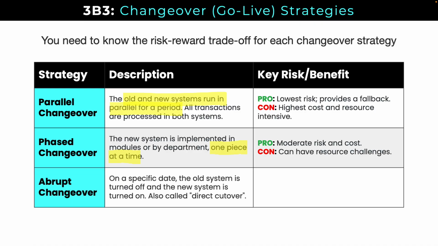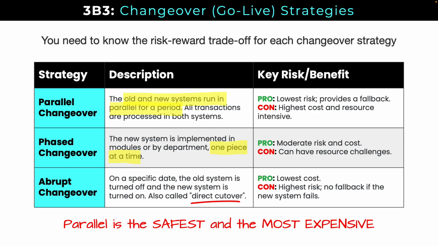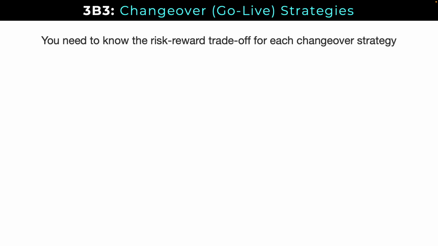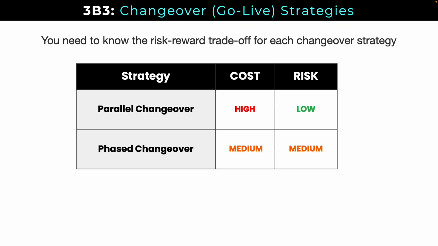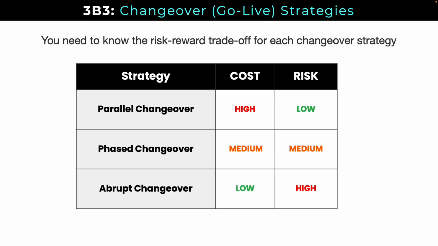And then there is the abrupt changeover process, also called direct changeover. We turn the old system off. We turn the new system on. The pro there is it's lowest cost. The con is that it's highest risk. There's not much fallback if the new system fails. The parallel changeover option is the safest and at the same time the most expensive. So if I were to just visualize that for you another way, parallel changeover, highest cost, lowest risk. The phased changeover moderates each of these, so it's going to fall into the medium range. And then the abrupt changeover is lowest cost, highest risk.